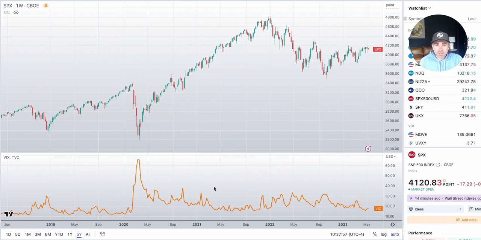Today, I want to talk about volatility. It just hit 1 year lows, and I want to tell you why it may matter to you whether you trade options, stocks, or futures. On your screen here at the top is the S&P 500, and on the bottom is the VIX.